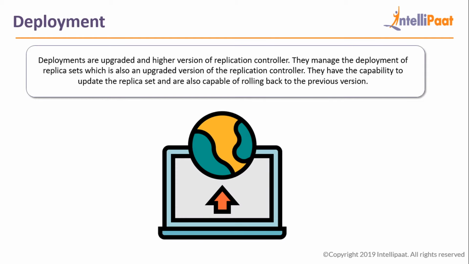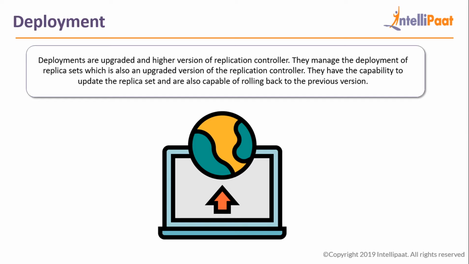And talking about deployments, they are an upgraded version of a replication controller. Now, a replication controller is something where, let's say you wanted to create a pod. For this pod, you want at least 3 or 4 replicas running at all times, so that you can have better load distribution and whatnot. In that case, a replication controller makes sure that if you want 4 replicas of your pod, you will always have 4 replicas of your pod.